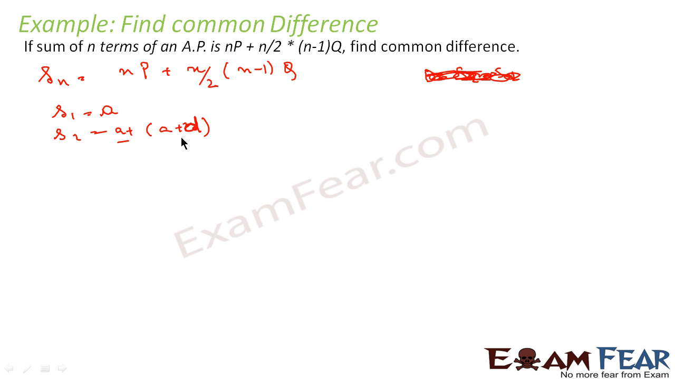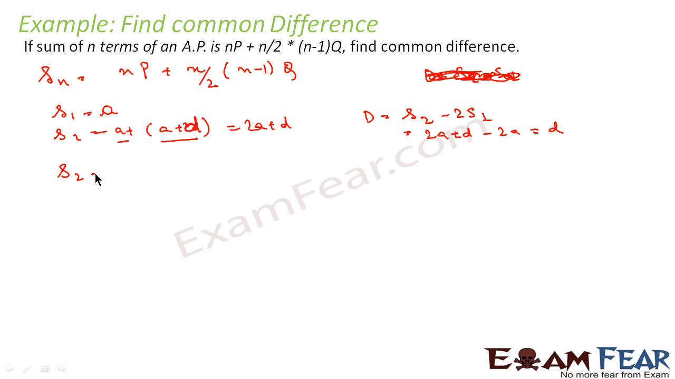Sum of first term is also a. S2 is the sum of the first term and the second term. First term is a and second term is a plus d. So if you want to find d, d is nothing but S2 minus 2S1. Correct? Because S2 is 2a plus d and S1 is a, so 2a plus d minus 2a becomes d. So d is nothing but S2 minus 2S1. Correct? So if we find S2 and S1, we can find d.